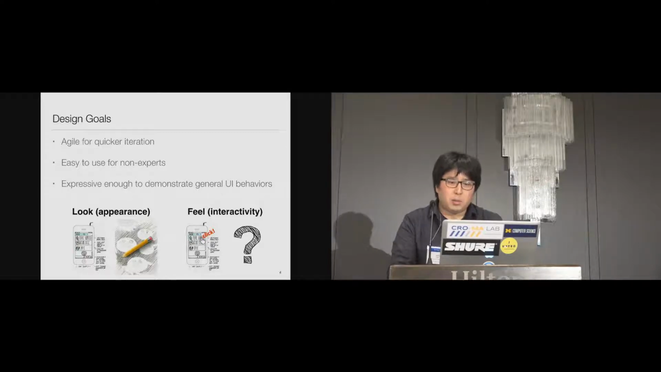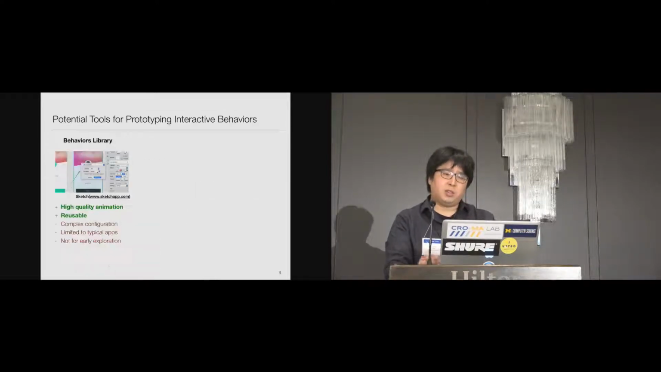Our goal is to develop a tool for prototyping interactive behaviors that is agile for rapid iteration, easy to use for non-experts, and expressive enough to support general UI applications. We have a solution for the appearance of a sketch, which is pencil and paper, which provides expressive and natural ways to create a rough sketch for UI. So our question is, what is something equivalent to pencil and paper for prototyping interactive behaviors?